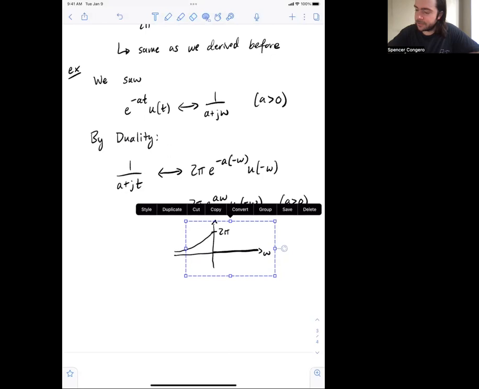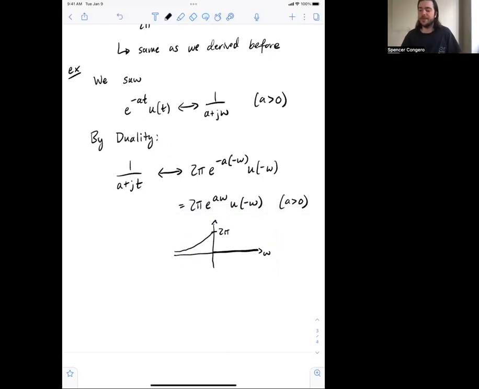And we got this Fourier transform pair almost for free. We just used duality applied to a Fourier transform pair we derived earlier, and we get another one. So duality can be very useful. It's just a pretty cool property in general. Hopefully these examples help you make more sense of it.